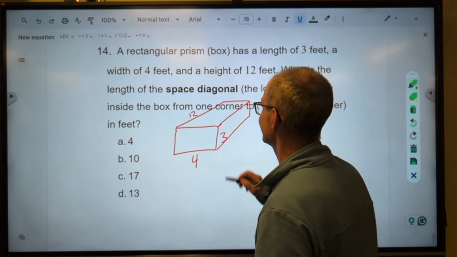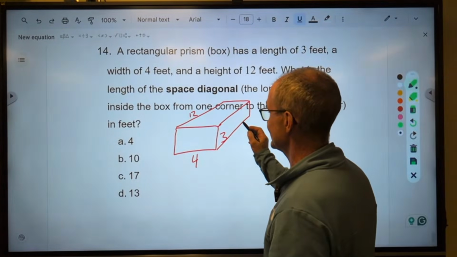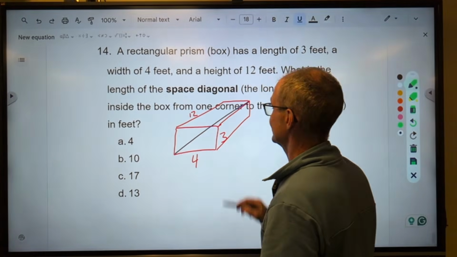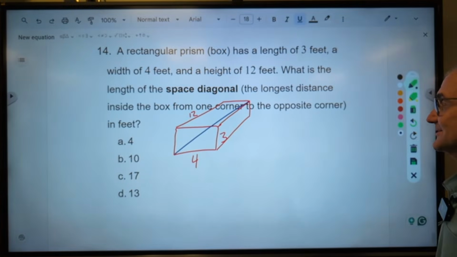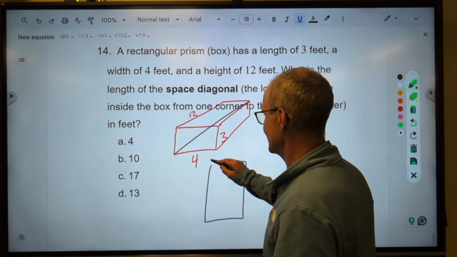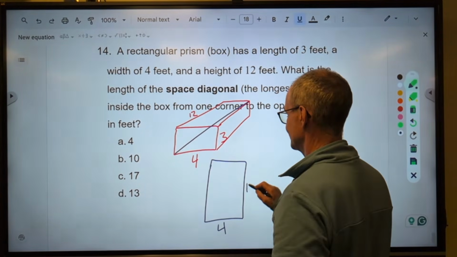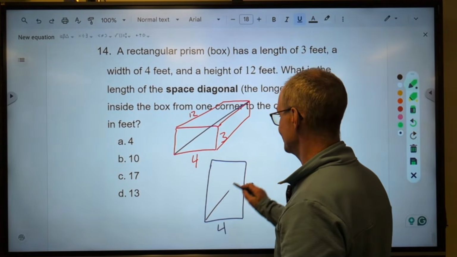This is a really hard problem right here. So we are looking not for the length of the base, but the diagonal from corner to corner right there. I am just going to draw out the base, and that base is this 4 and then this 12. I want to find that diagonal first.